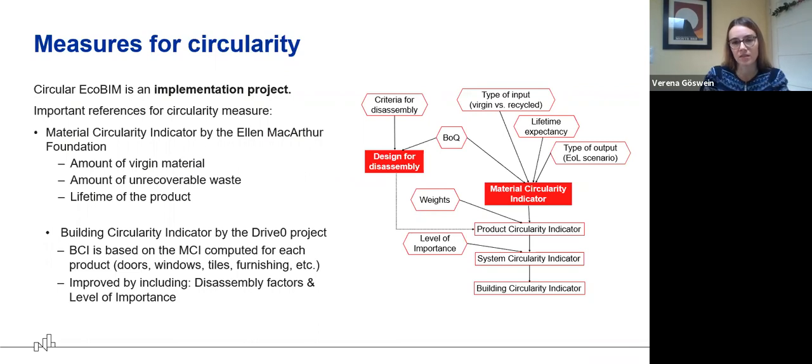On the right, you can see a little diagram that shows how two important topics of circularity, namely these material circularity indicators and design for disassembly, are related. They describe different things, but they're very intimately related. They both rely on the bill of quantities, and one is needed for the other. However, the circularity indicator is just a number, usually between 0 and 1, that wants to quantify, based on usually qualitative criteria, how circular a material, a product, a system, or a building is.